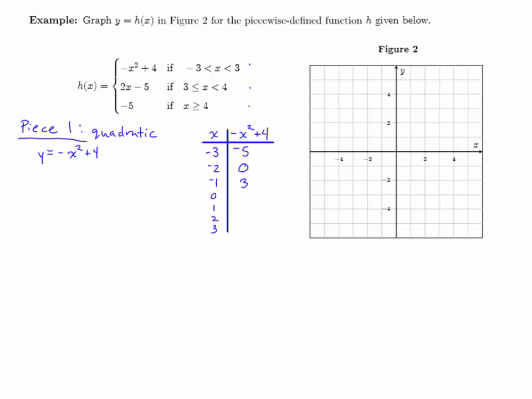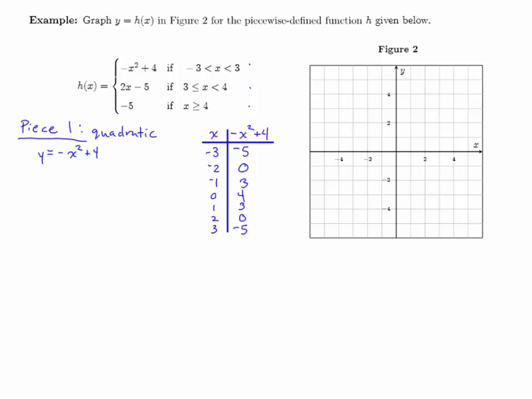And at 0, I'll get an output of 4. And then at 1, I'll get an output of 3. At 2, I'll get an output of 0. And at 3, I'll get an output of negative 5. Okay, so we have function values for this piece. And so we'll look at putting them onto our graph.